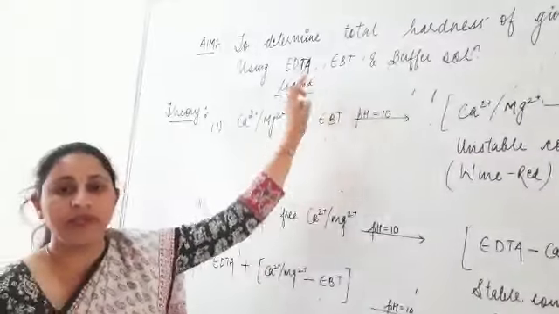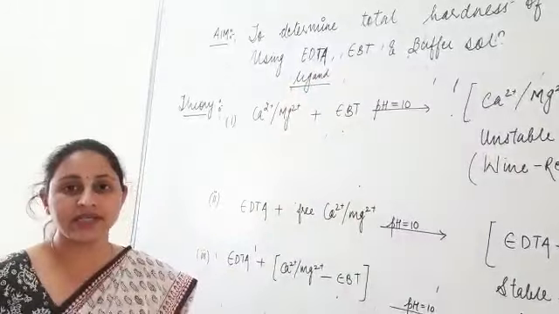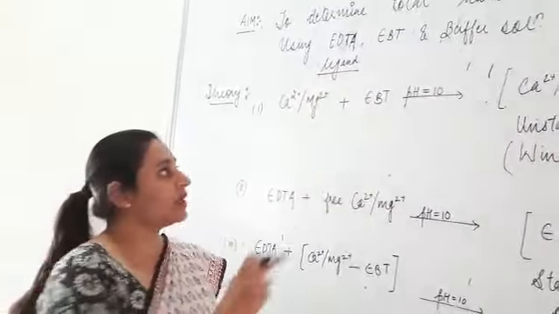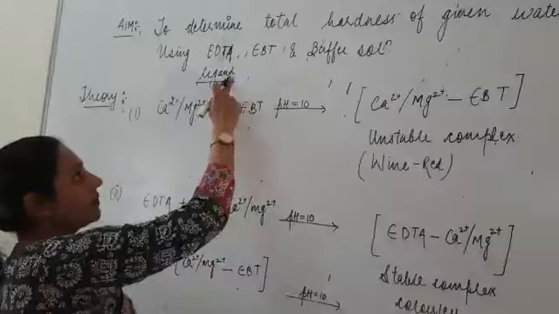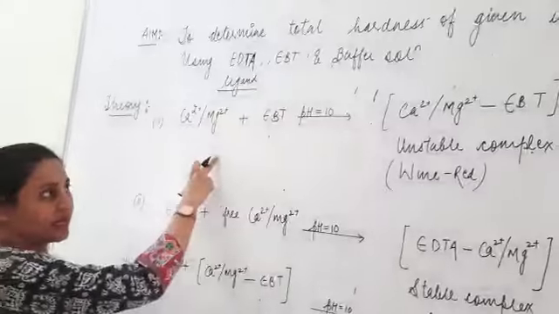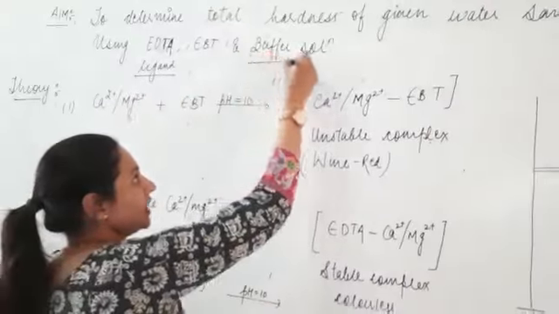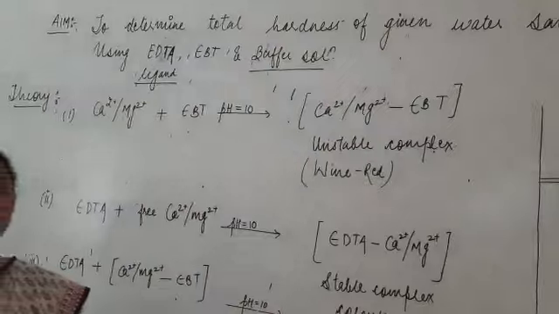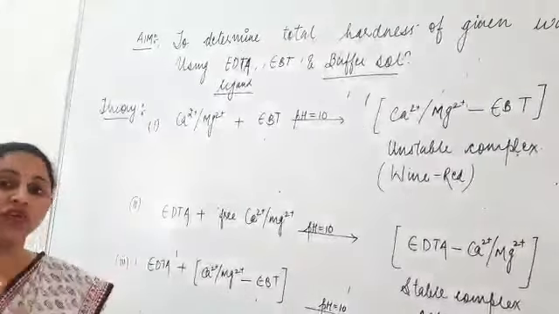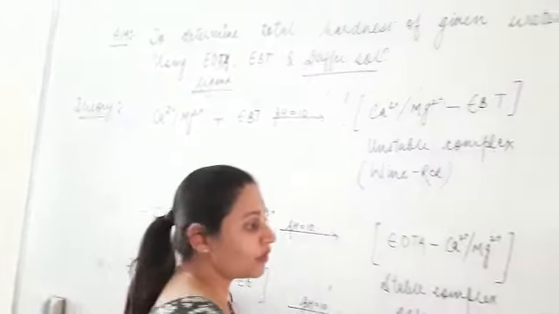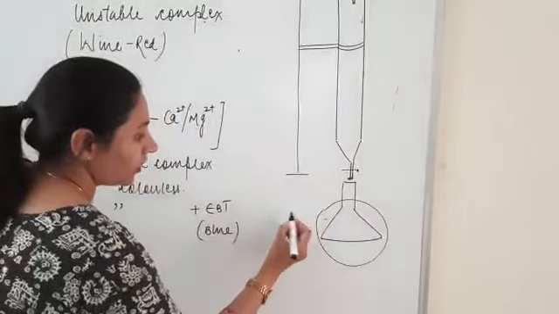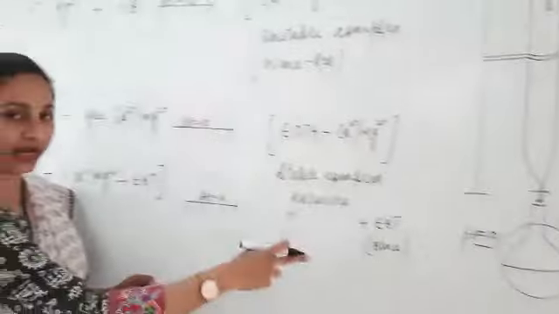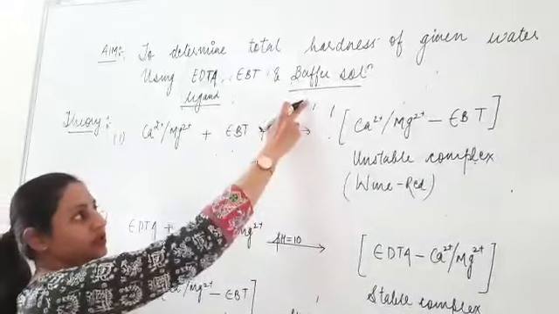What is EBT? EBT is eriochrome black T. It is an indicator, a specific type of metal ion indicator. This EBT and EDTA form complexes with the metal ions, but the condition is the presence of buffer solution. The complex formation takes place at a basic pH, so we need to maintain the pH of the overall analyte at 10. For that we will use this buffer solution.